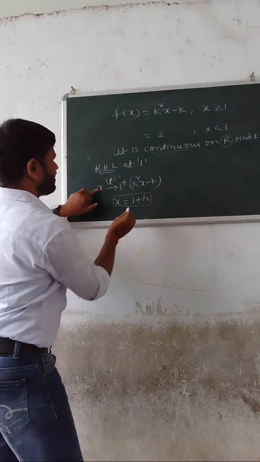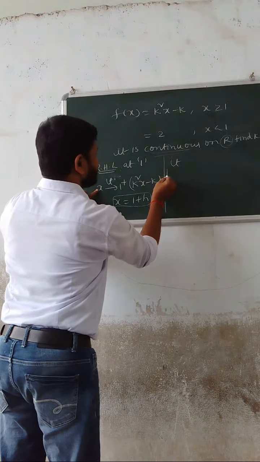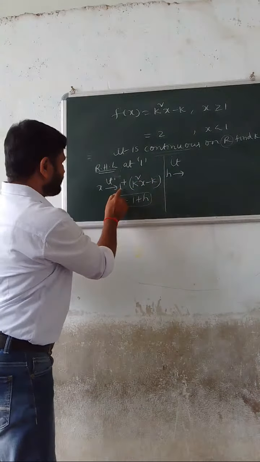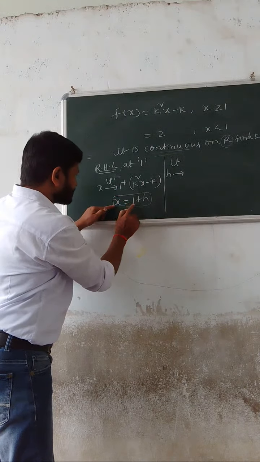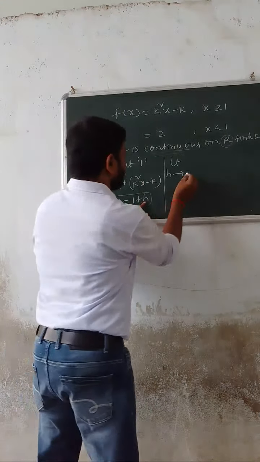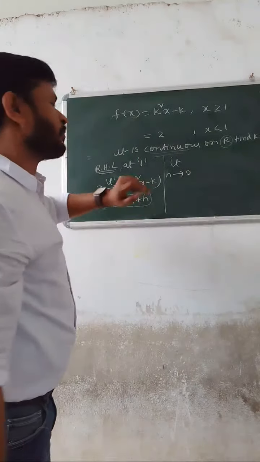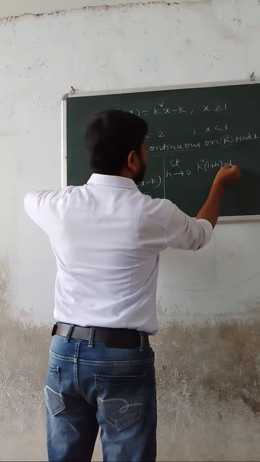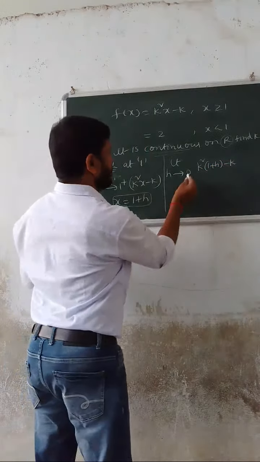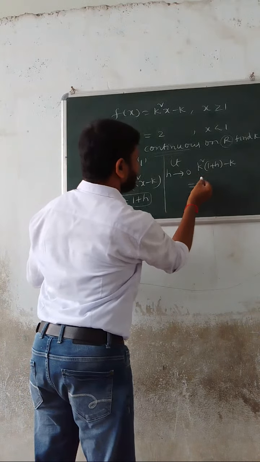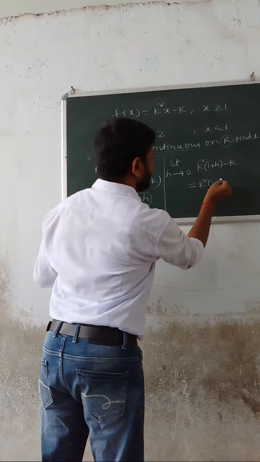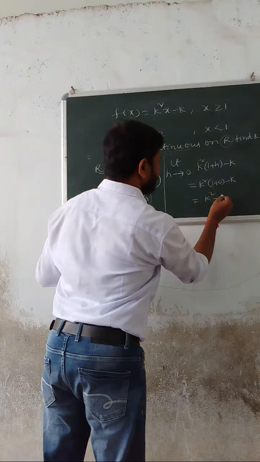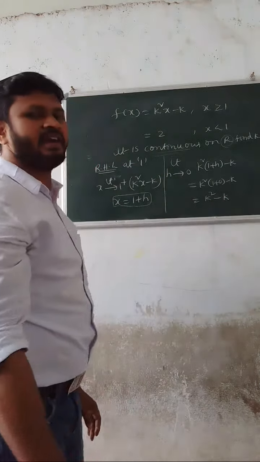Now the limit as h tends to what? If it is x = 1 + h, then x minus 1 becomes 1 minus 1, that is 0. Now h tends to 0. And k square, x means 1 plus h, minus k. Now h means what? 0. Put here k square into 1 plus 0 minus k. That is k square into 1, k square, 0 beside that. So that is the right hand limit.